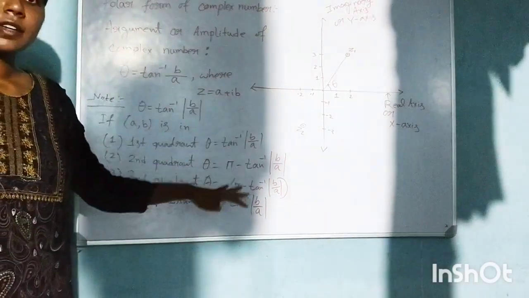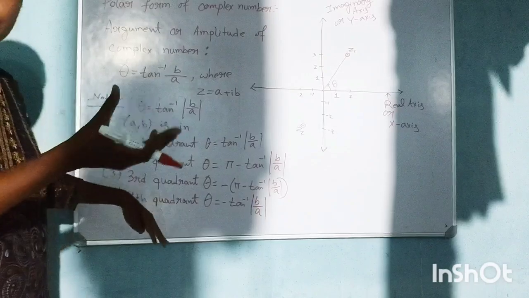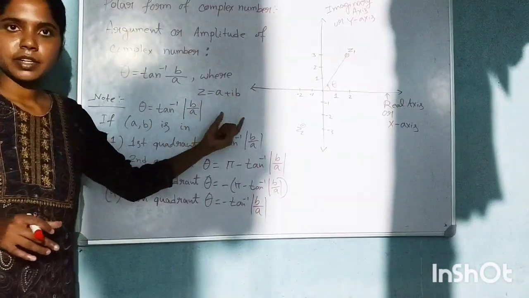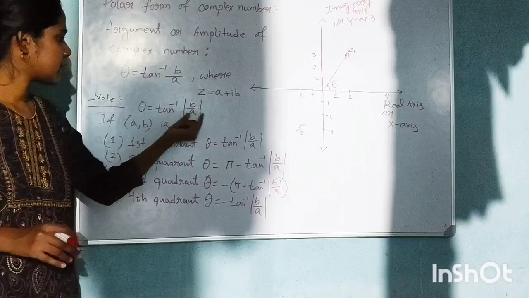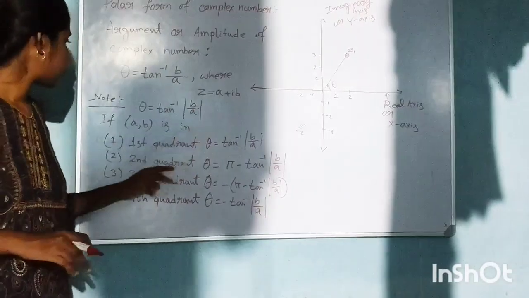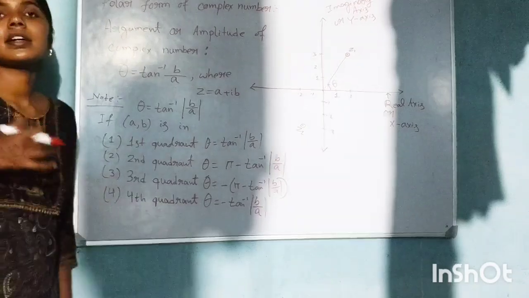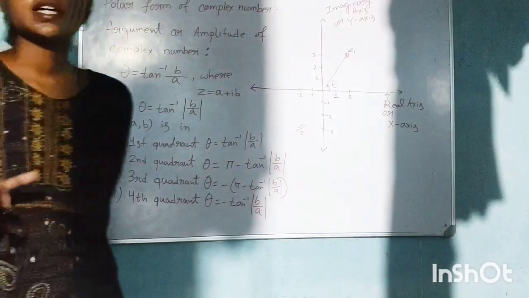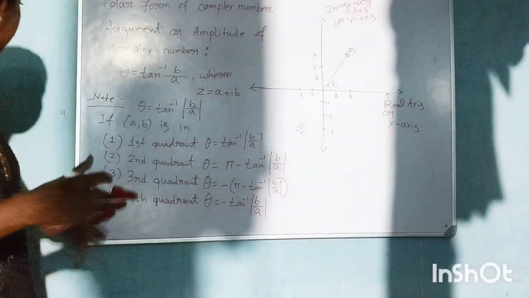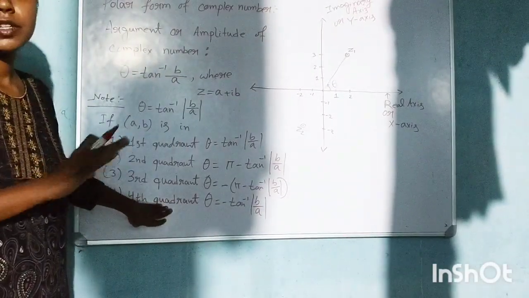Because it will be very easy in calculation. When you do the calculation, you can see. Whenever a complex number is given, first you will derive this value, tan inverse mod b by a. Then you will see whether the complex number is in first, second, third, or fourth quadrant. According to this, you will use any one of these formulas.